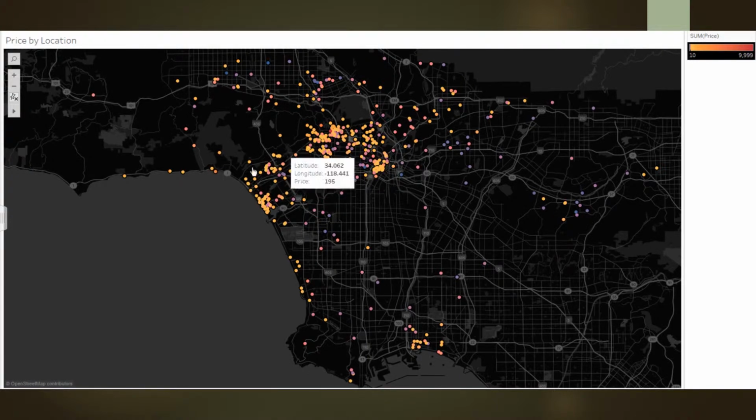As you can see, the yellow points are the more expensive ones, where the purple ones are the cheaper properties. And the yellow properties are all along the coast and in the Hollywood Hills, which we will discuss later, which turned out to be more of our expensive properties.